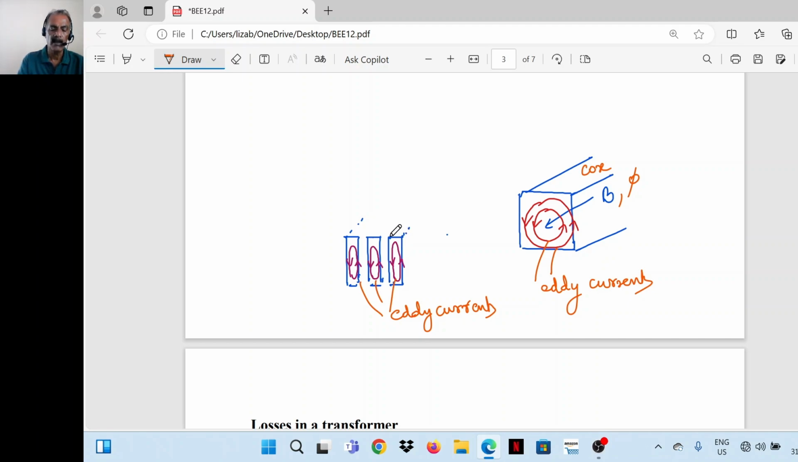So the core is made up of laminations. Between two laminations, there will be some sort of insulating material so that these two laminations are not in electrical contact. Electrically, they should be separate. So here the resistance of the eddy current path is more. Therefore, the magnitude of the current will be less, and accordingly, eddy current loss will be less.